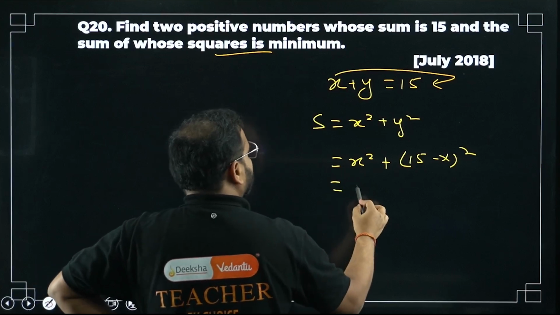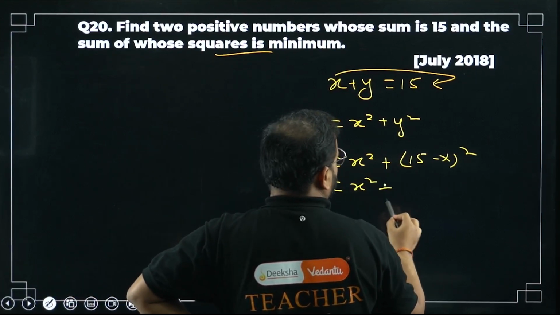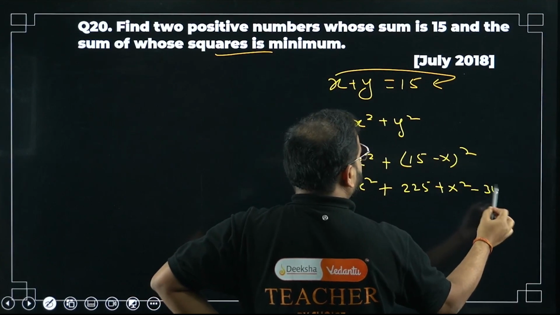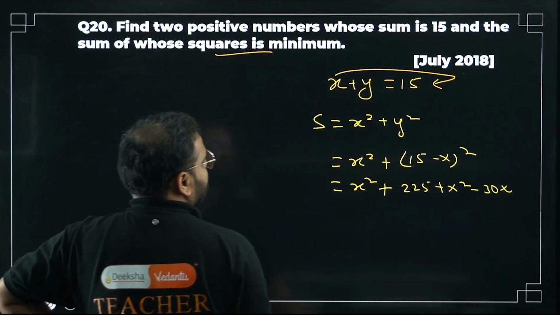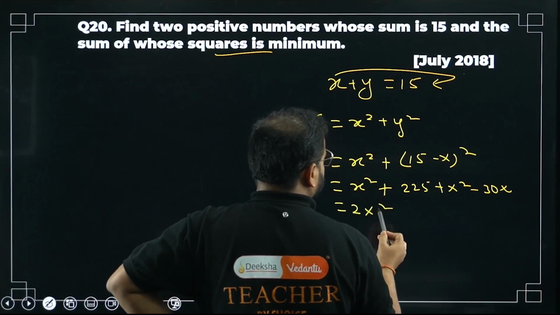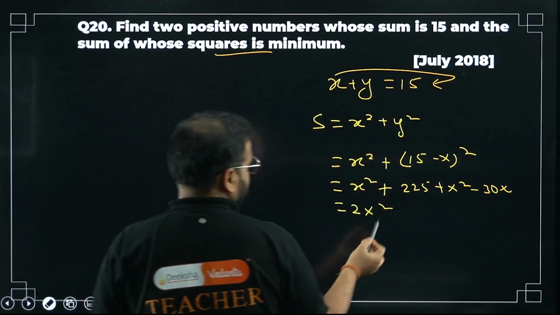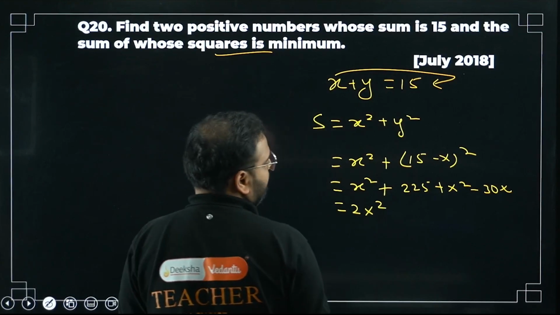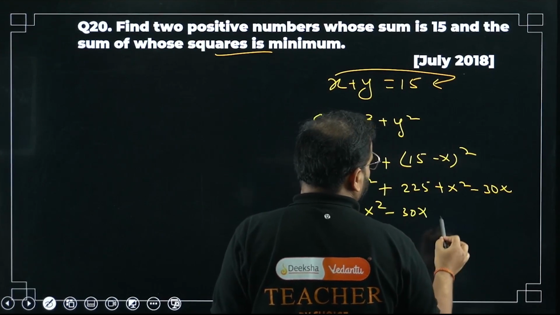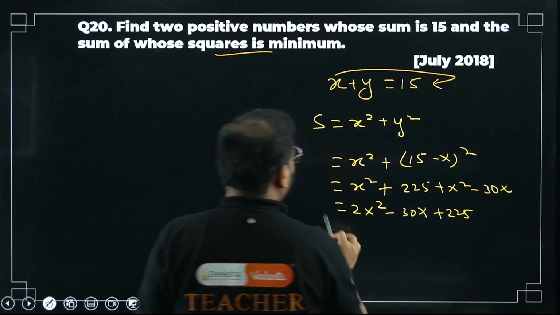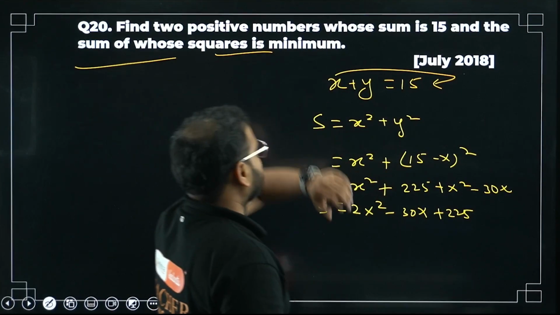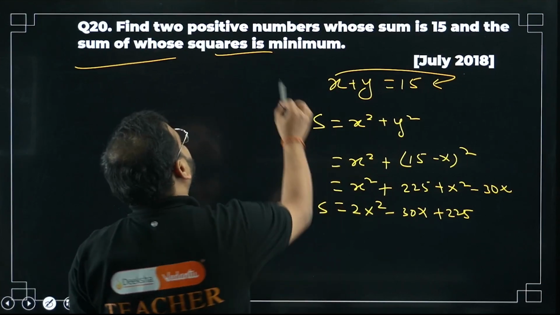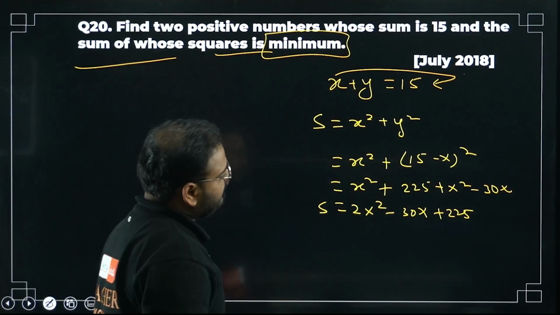What am I getting? Please check here. X square plus 225 plus x square minus 30x. Right? What am I getting? 2x square minus 30x plus 225. This is my sum of the squares expression. Is it clear? We have to look for the minimum value for this.